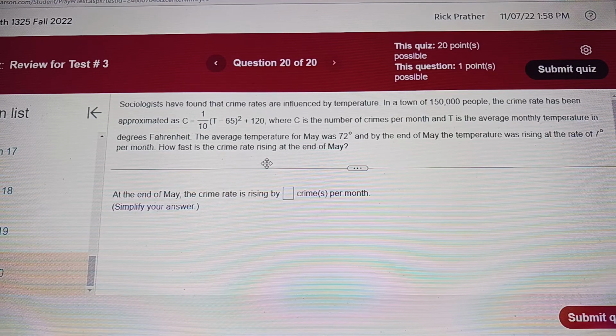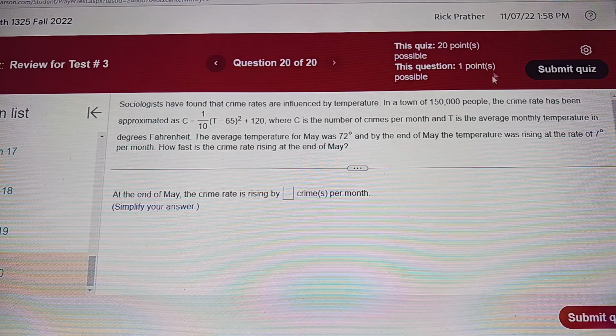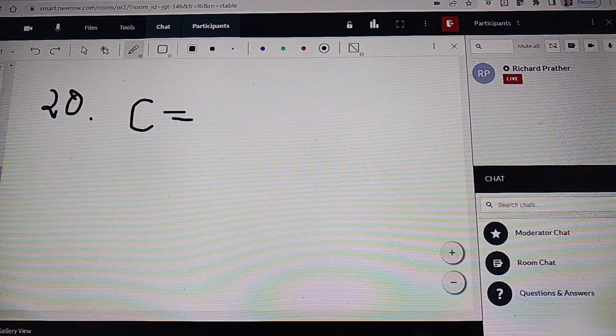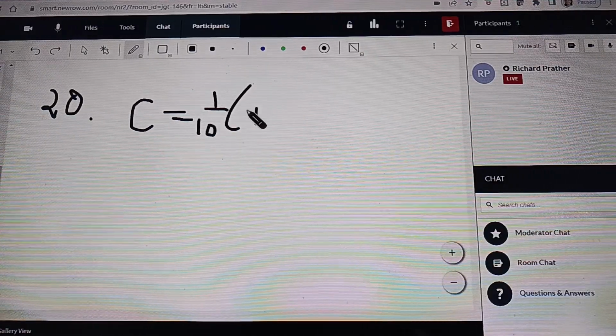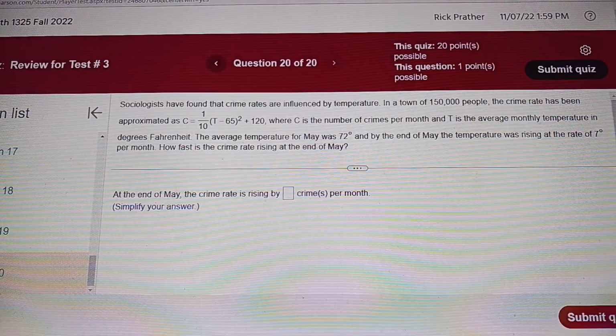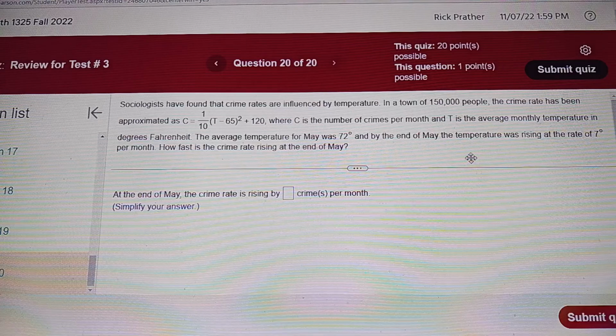Okay, one last problem, number 20, where we have about temperature going on. Okay, so I'm going to do a similar thing on number 20. I'm going to find the derivative first, and that'll let me know what I need numbers for, and one of the things should be the unknown. So C is the number of crimes. C is crimes. 1/10 T is temperature, minus 65 squared, plus 120.